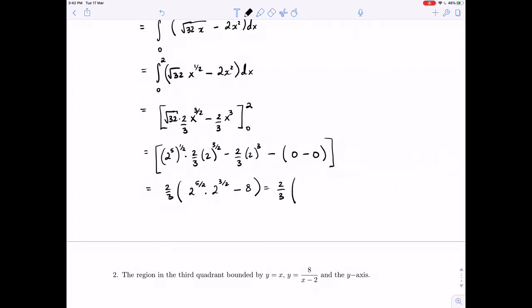Let's simplify that a little bit more as well. 2/3 times, I'm going to add the two exponents, so that is going to give me 2 to the 8 over 2, which is 2 to the 4, minus 8. 2 to the 4 is 16. So 2/3 times 16 minus 8. 16 minus 8 is 8. 8 times 2 is 16. So 16 over 3. This is area, so I should probably write units squared.